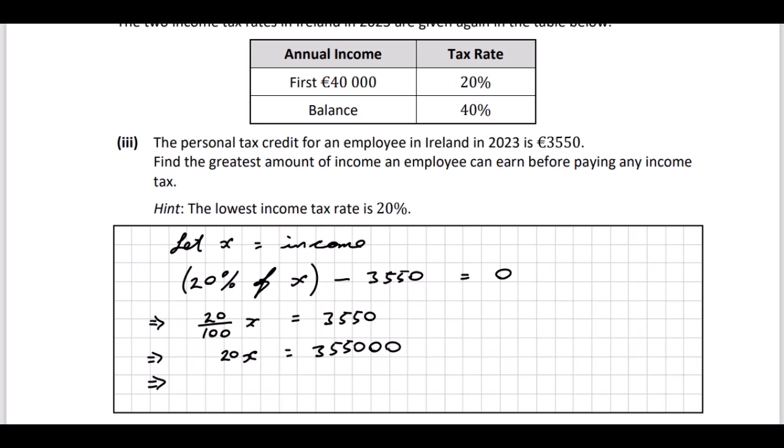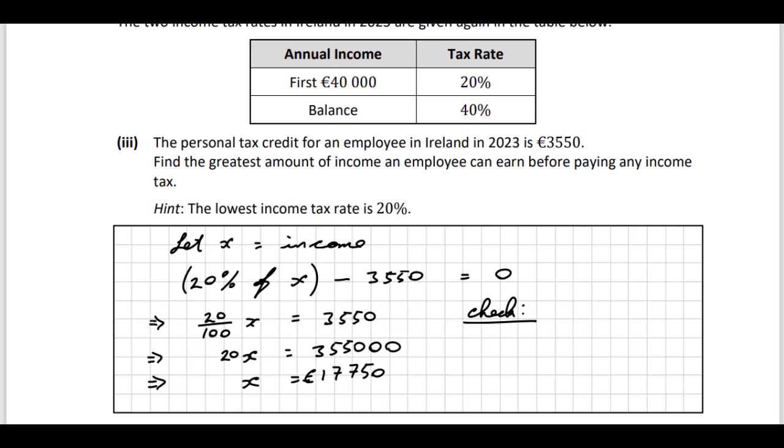Next thing I'm going to do is, the 20 is multiplied by the x, so I'm going to divide both sides by 20. And what I get is 17,750 euros. Now you can check that if you want. You don't have to do this in the exam, but let's check it anyway. This is what we're saying: this is the greatest amount of income that someone can get so that they don't pay any income tax.